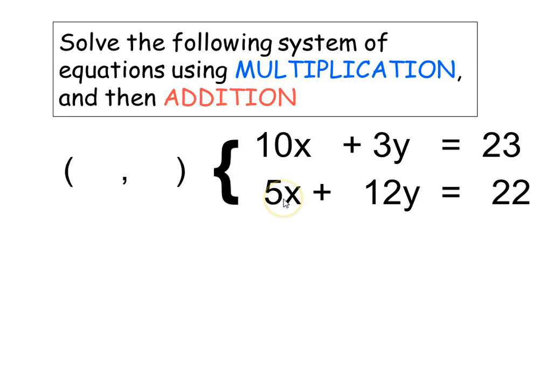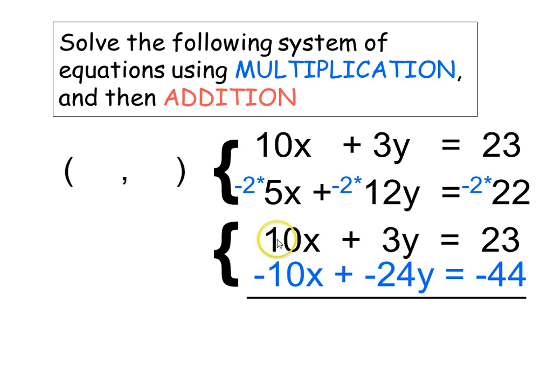We can multiply the bottom equation by negative 2 so that this 5 becomes a negative 10, or we can multiply the top equation by negative 4 so that this 3 becomes a negative 12. You can do either one. What I'm going to do is multiply the bottom equation by negative 2 so that this 5 becomes a negative 10 and then our x's cancel out. So I multiply everything by negative 2 and then I'm going to write the new system. Top equation doesn't change. I didn't touch it. Bottom equation becomes negative 10x plus negative 24y because negative 2 times a positive 12 is a negative 24. And then the 22 becomes a negative 44.